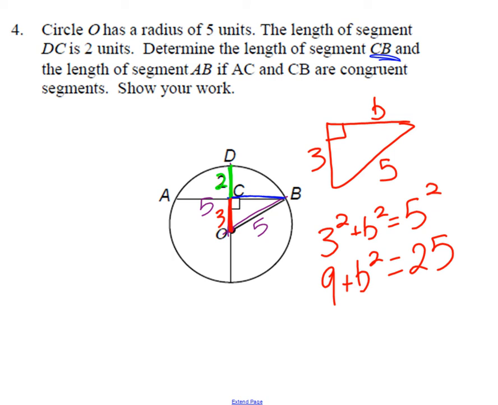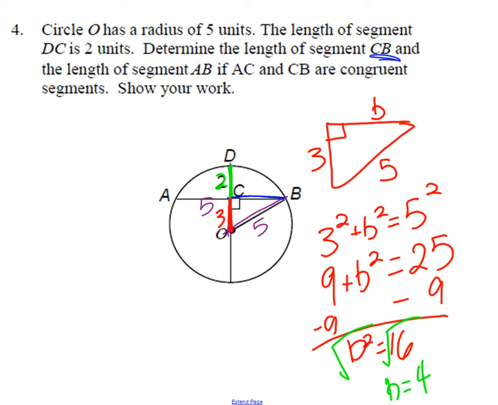Since we're looking for a leg, what do we have to do with our numbers? We subtract. So we get B squared is 16, which means B is what? Why should we know that already? Because this is a 3, 4, 5. This is the most basic one. So then length CB equals 4. That's part of your answer.